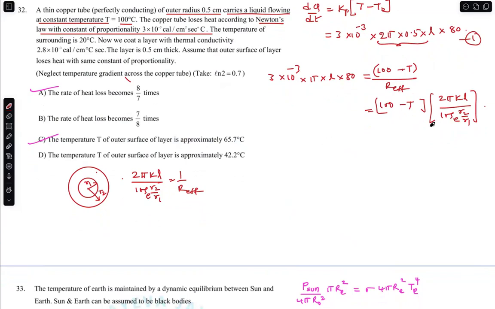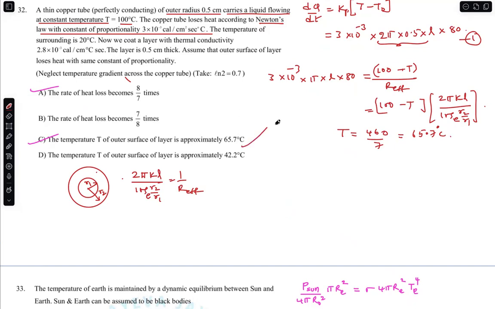Now I am equating both, by doing which pi cancels, L cancels, and K is also given. Basically by doing all the calculation, you will get the temperature term as 460 by 7, which is the same as 65.7 degrees centigrade. That's the temperature. That's one point I got.